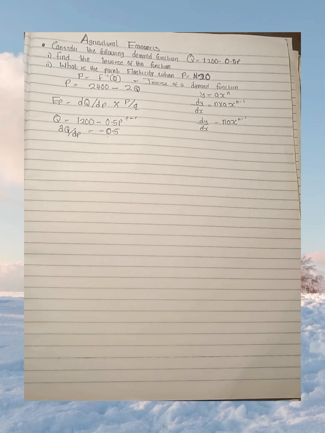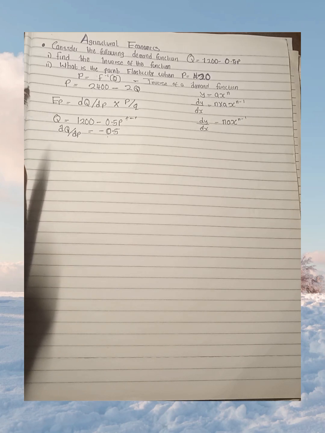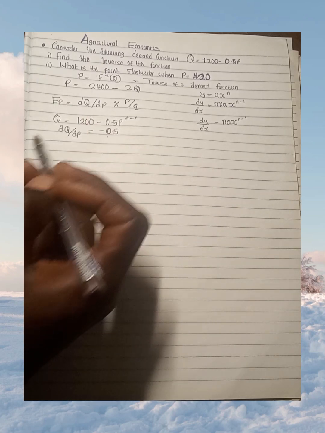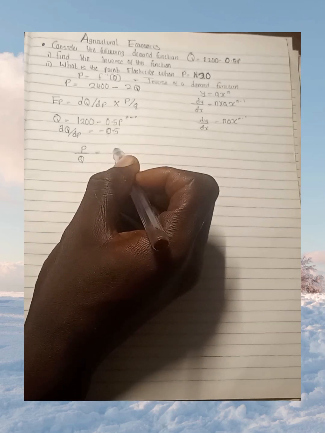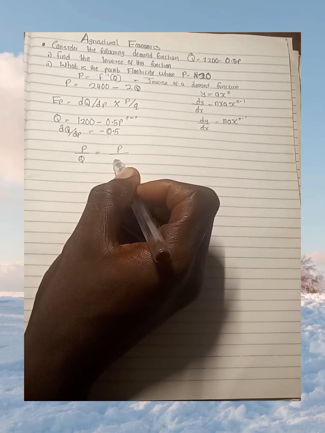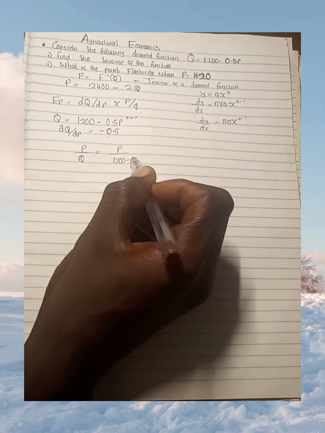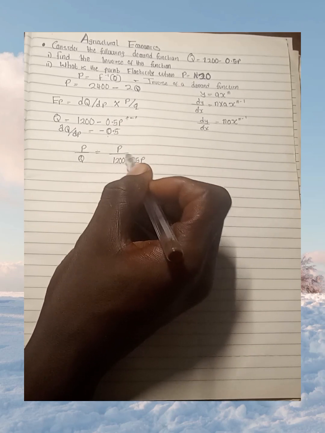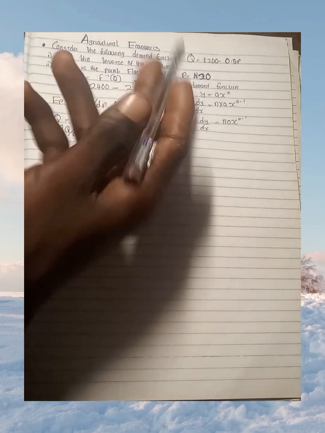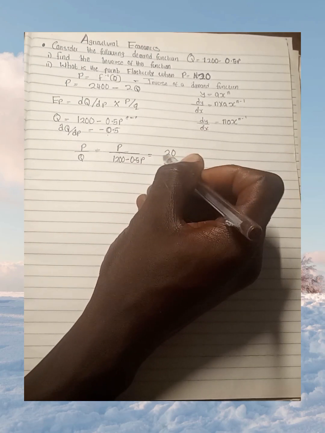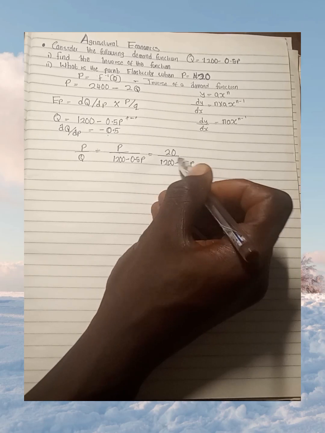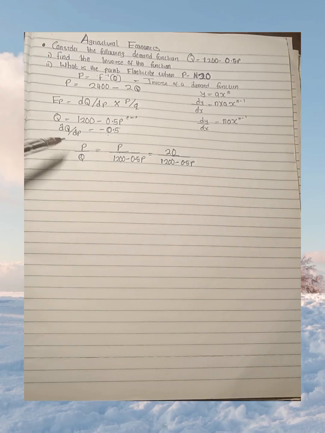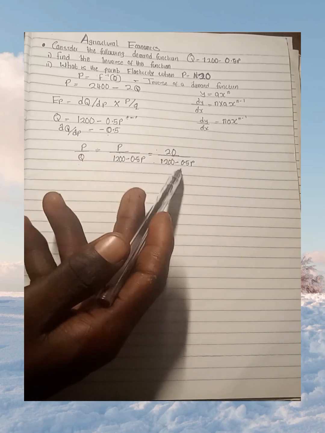Now we have gotten our dQ over dP. So let us multiply this with our P over Q. P over Q is equal to P, the price itself, over 1200 minus 0.5p. And don't forget that they have already given us our price to be 20. So our price is 20 now, so we are going to be writing 20 all over 1200 minus 0.5p. So our P over Q is 20 over 1200 minus 0.5p.